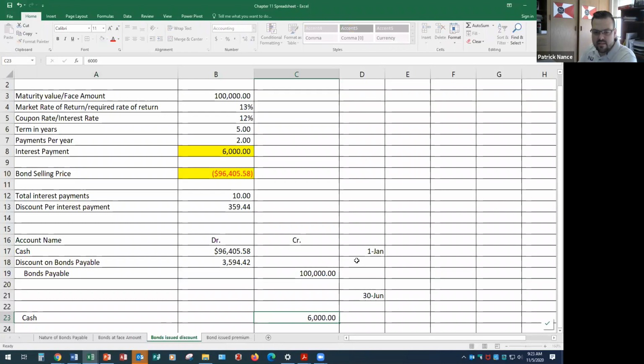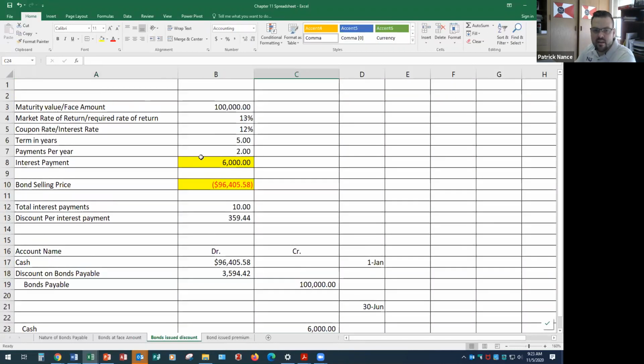Okay, I'm going to pay $6,000 no matter what. That's my stated rate. That's the agreement. That's what the contract says. That's what I'm actually going to pay. But the difference is that I need to amortize some of this discount on bonds. So what I mean is I need to use some of that up.